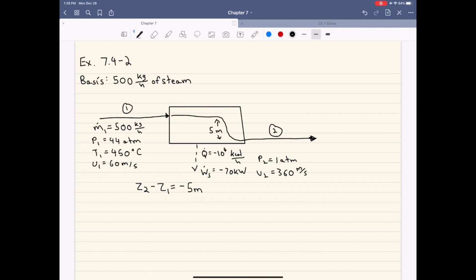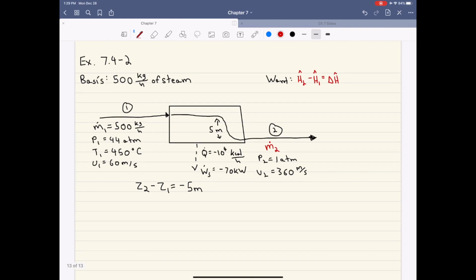Now, as far as things we're not told, all right, we're not told what the mass flow rate of the steam exiting is, all right? And the other thing that we want in the end is we want to figure out the enthalpy change in our system, all right? So we want H2 minus H1, which we could abbreviate just as delta H. All right. So those are the things that we want.